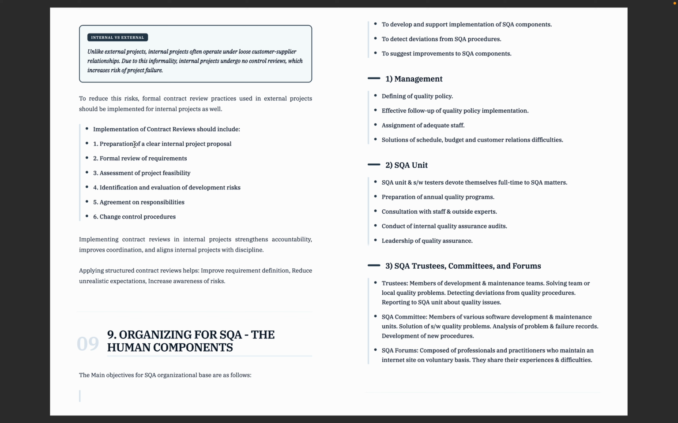So what do we do? Prepare a clear internal project proposal. Then review requirements formally. Then we check the feasibility. Then we identify the risks. Then we fix the responsibilities. Then we control the changes. What is the result? Better coordination, better discipline, and fewer surprises. So formal contract reviews reduce risk even in internal projects.